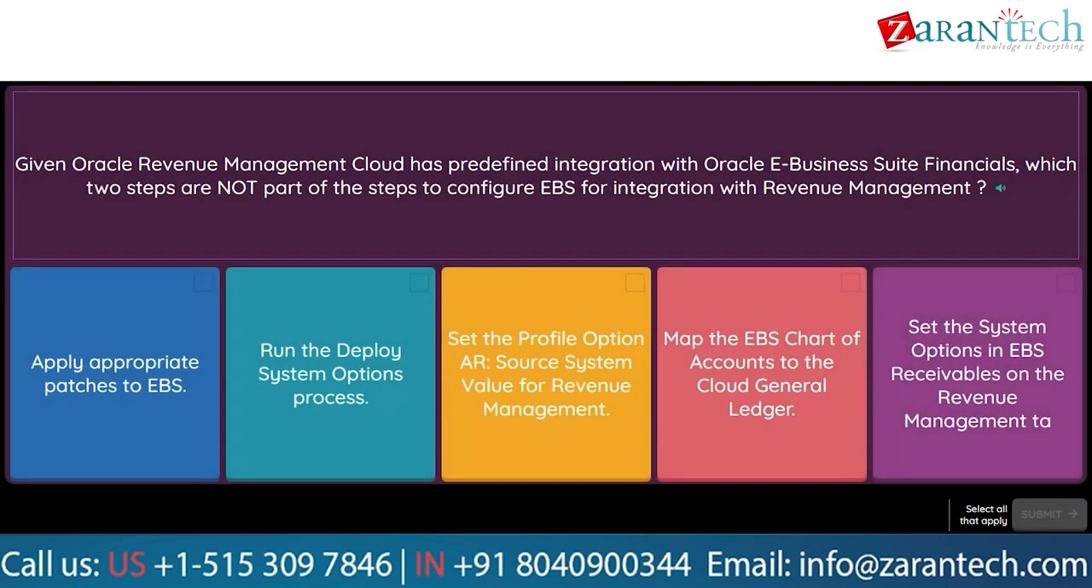Question: given Oracle Revenue Management Cloud has predefined integration with Oracle E-Business Suite Financials, which two steps are not part of the steps to configure EBS for integration with revenue management? Option 1, apply appropriate patches to EBS. Option 2, run the deploy system options process. Option 3, set the profile option AR: Source System Value for Revenue Management. Option 4, map the EBS chart of accounts to the cloud general ledger. Option 5, set the system options in EBS Receivables on the Revenue Management tab.